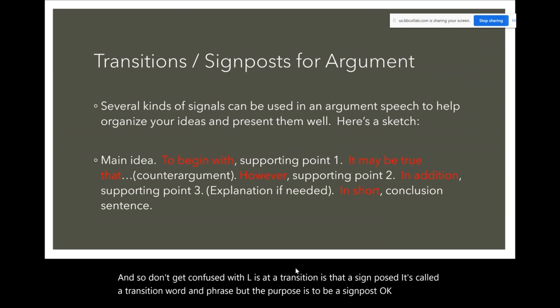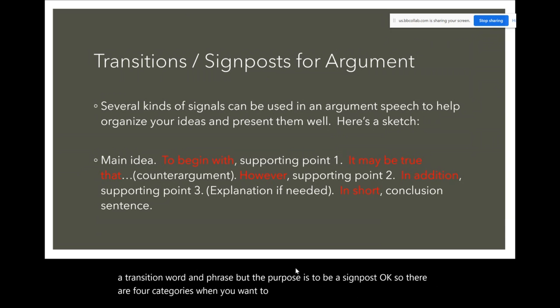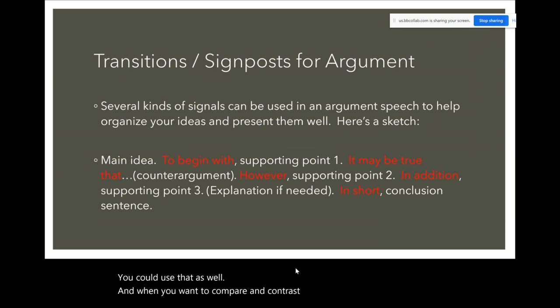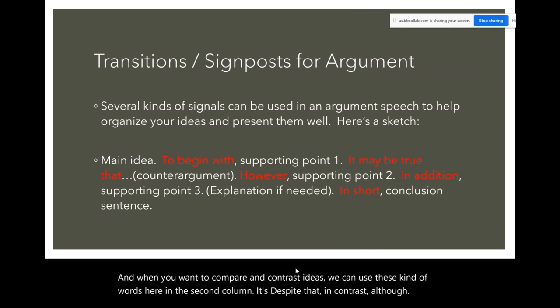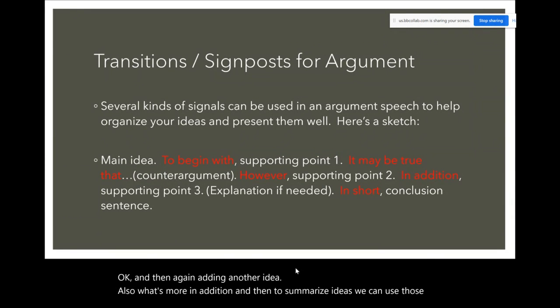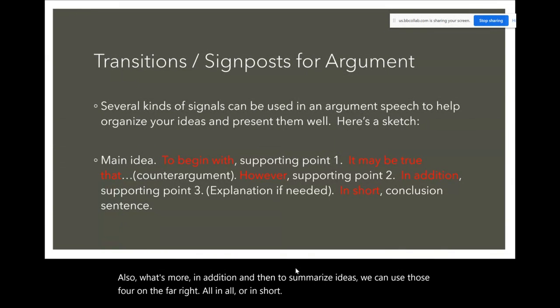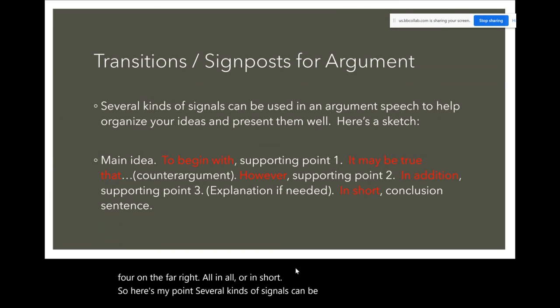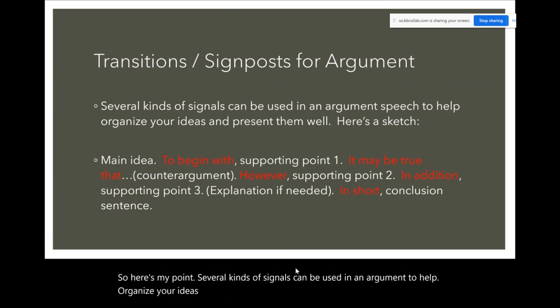Okay, so there are four categories. When you want to explain a sequence of ideas, you use things like first of all, to begin with, second, or another reason. When you want to compare and contrast ideas, we can use the words in the second column: despite that, in contrast, although. Then, adding another idea: also, what's more, in addition. And to summarize ideas, we use those four on the far right, all in all, or in short. So here's my point. Several kinds of signals can be used in an argument to help organize your ideas and present them well so that your listener can follow you easily and understand what you're trying to say.